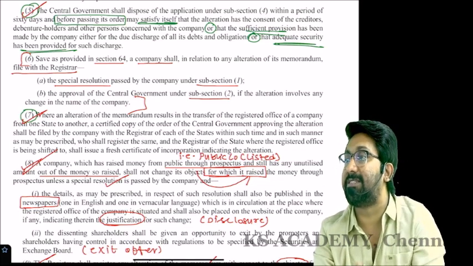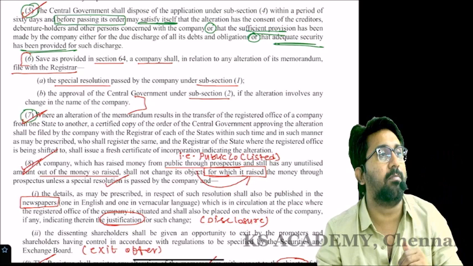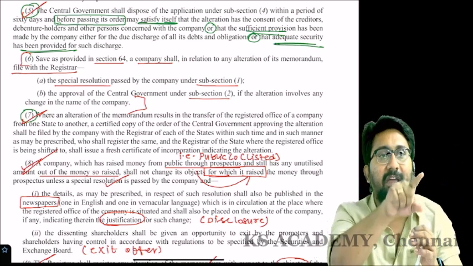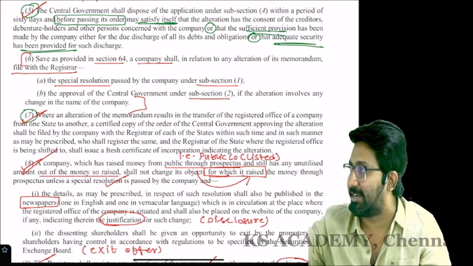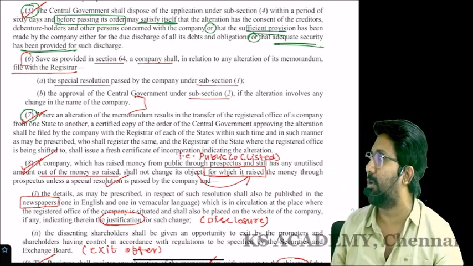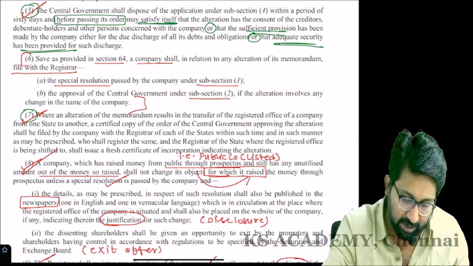Whenever you pass which resolution? Special resolution. File the special resolution with whom? ROC. If you remember, we have kept that as a point for all the sections. File with ROC within 30 days. Did you remember or not? So you need not separately read this point. We have already done this.